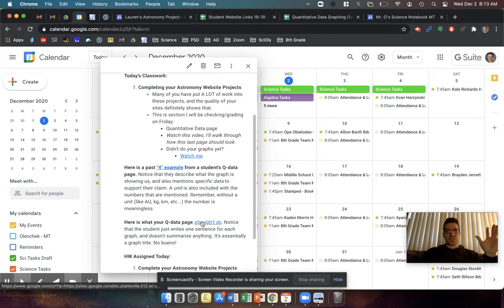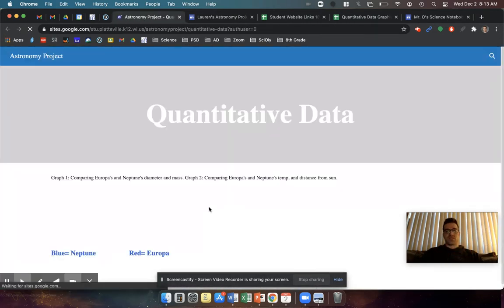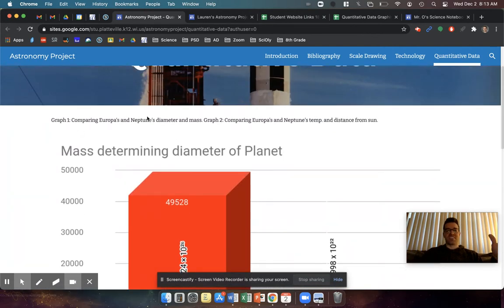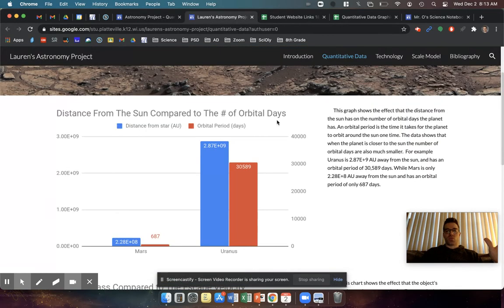This other student, although their graphs are great overall, they just put a sentence saying what it was. That's essentially like a graph title. It's no good. You need to walk me through what the relationship is, if any, between your data sets.